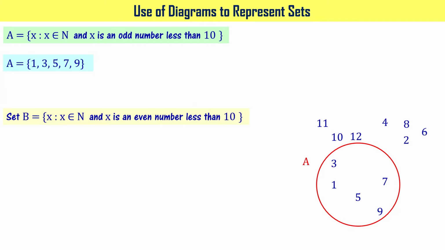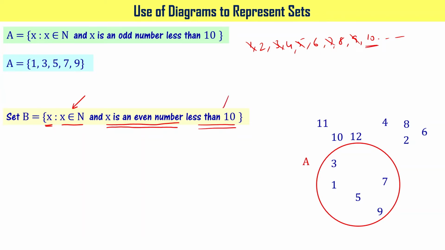Set B here is defined as a set of elements x such that x belongs to n and x is an even number less than 10. First thing is x belongs to n, meaning x is a natural number: 1, 2, 3, 4, 5, 6, 7, 8, 9, 10 and so on. You write like that. And then there is another requirement, x is an even number less than 10, meaning 1 is not there, 3 is not there, 5 is not there, 7 is not there, 9 is not there and 10 is also not there because we want to have less than 10.